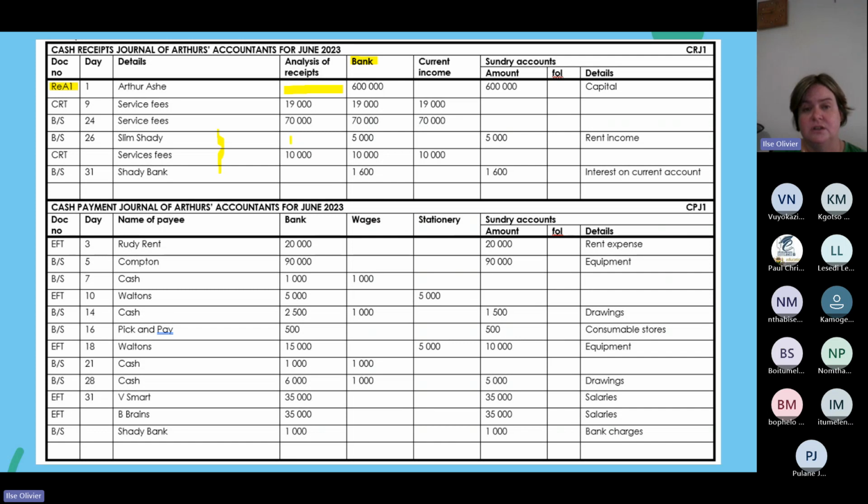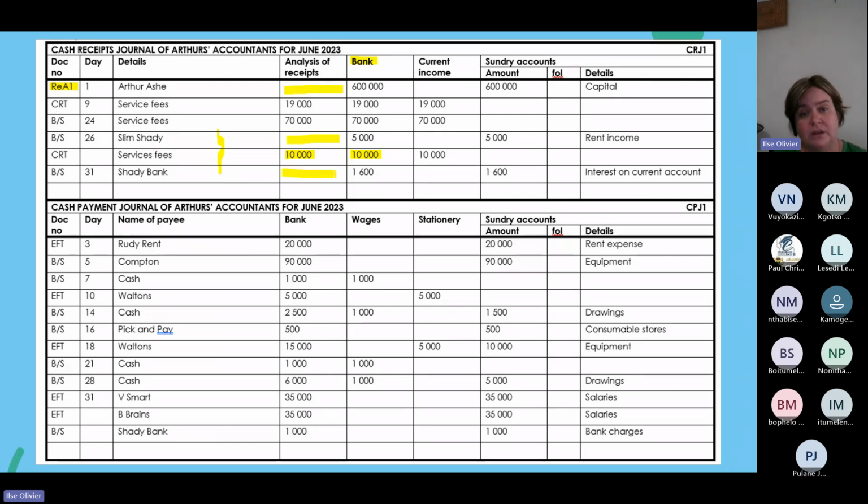There are 2 transactions. Now, normally, we would say 5,000 rand in analysis of receipts, 10,000 rand in analysis of receipts, and 15,000 rand in bank. But why does it look like that? Because Slim Shady paid it into the internet, and the service fees was paid at the business. That's why it's 10,000 rand, and the cashier at the business went to bank it, and it was for current income.